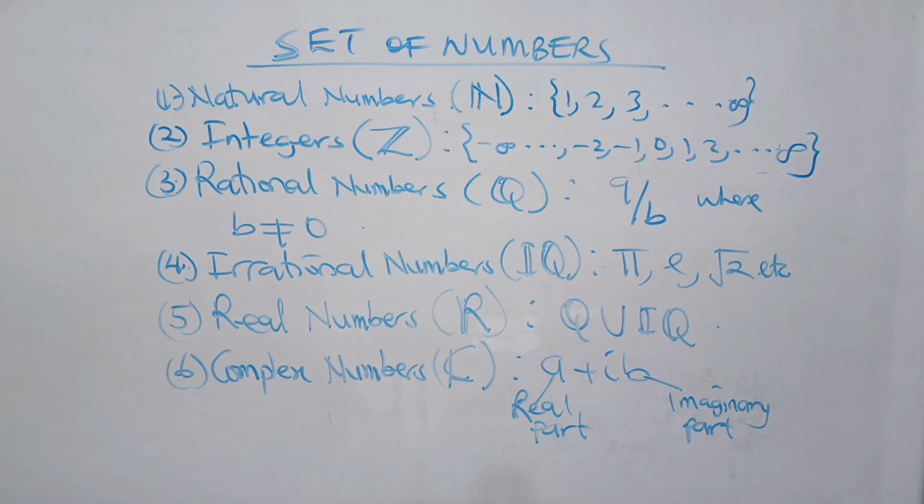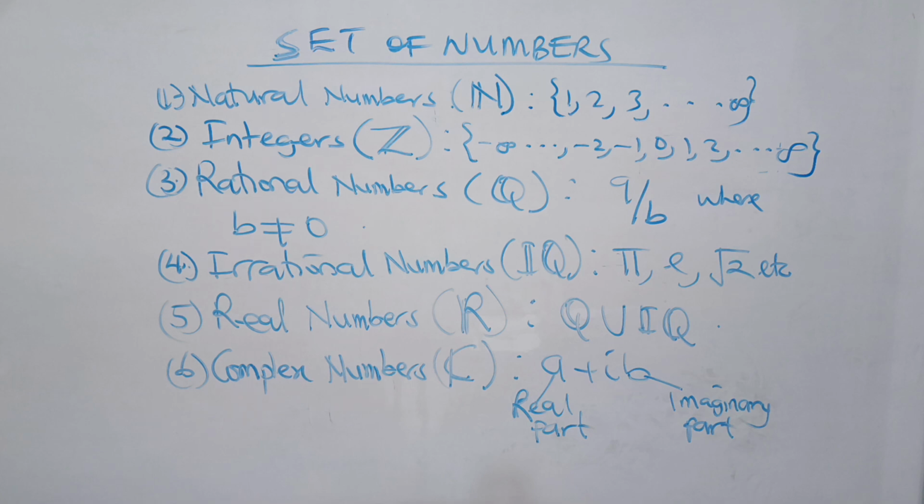Then we have the real numbers. Real numbers are any number. It's just the combination of rational and irrational numbers. The union of rational and irrational numbers are referred to as real numbers. So any number you can think of in the real sense actually falls under real numbers. So real number is a very large set of numbers in the real sense.